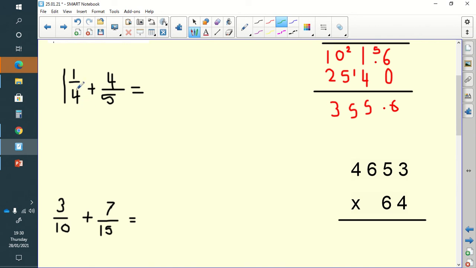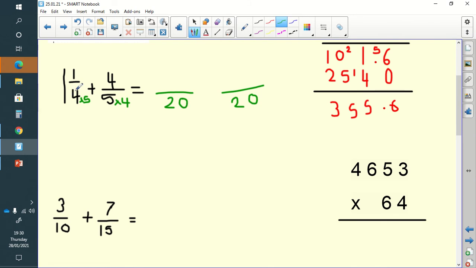Now I'm looking at these bottom numbers, those denominators, and they're different, so I want to make them the same. What could I multiply by 4 and by 5 to give the same answer? Oh, I know. 4 times 5 is 20. So if I multiply that denominator by 5, I get 20. If I multiply this denominator by 4, I also get 20. There we are. So those are my new denominators.